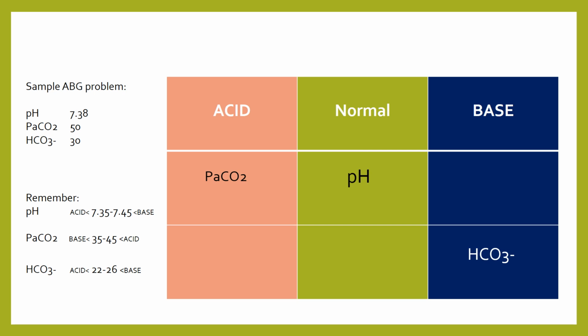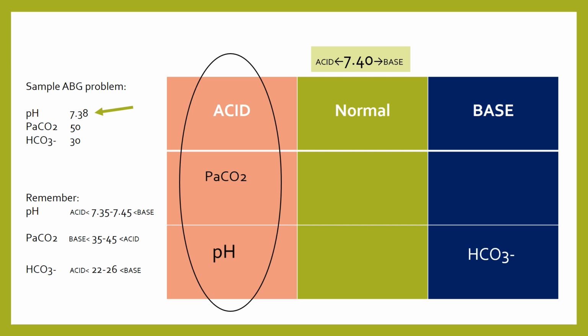Okay, so what's going on? When we have a normal pH but abnormal other levels, that means there's some kind of compensation going on. So we're going to split hairs a little bit here, and we're going to consider anything below the smack dab middle of 7.40 as acid, and above it as base. So our pH is 7.38, which is less than 7.4. We're going to move that pH over to the acid column. Now, when we do our tic-tac-toe, we see that what we have is a compensated acidosis.